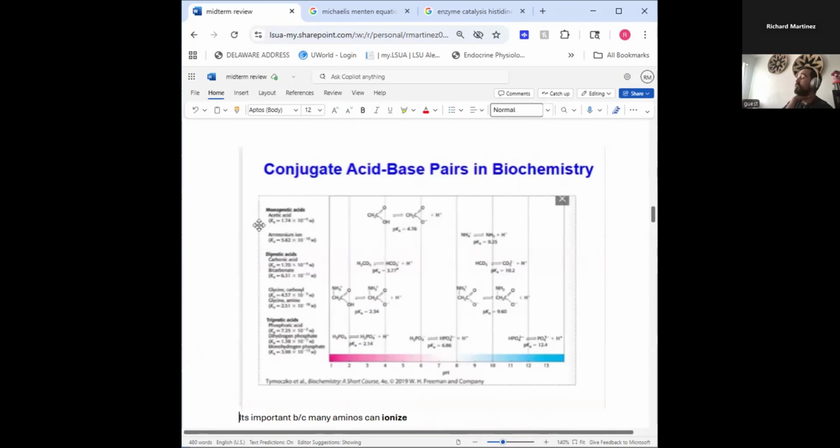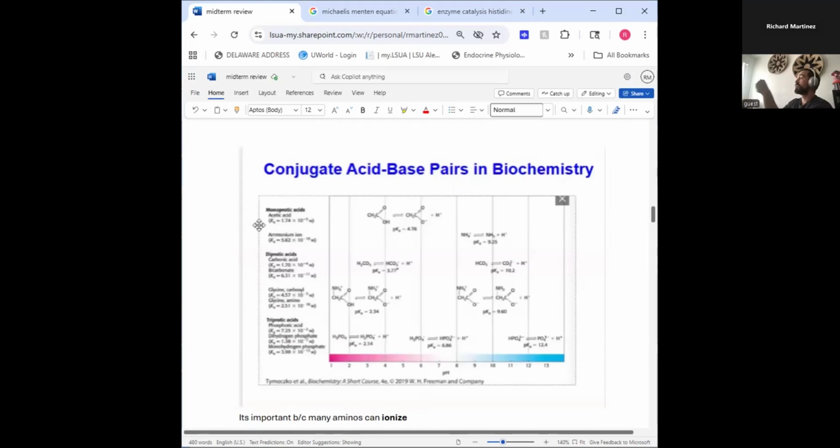So when an acid donates a proton, it becomes a conjugate base. Take a moment to think that when an acid donates a proton, an H plus group, it becomes a conjugate base. Think of acetic acid into acetate. The pKa is going to tell us the pH where half the molecules are ionized. So if the pH is below the pKa, we're going to have a more protonated form, more acidic. But if it's above the pKa, it will be more deprotonated, more basic.